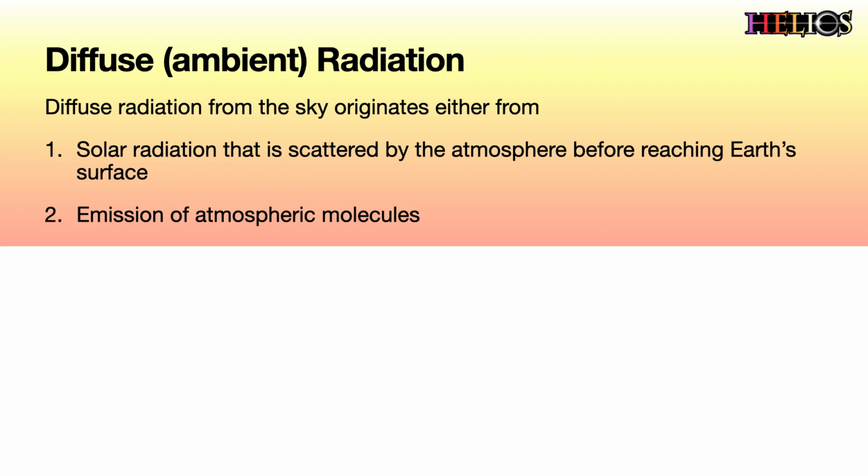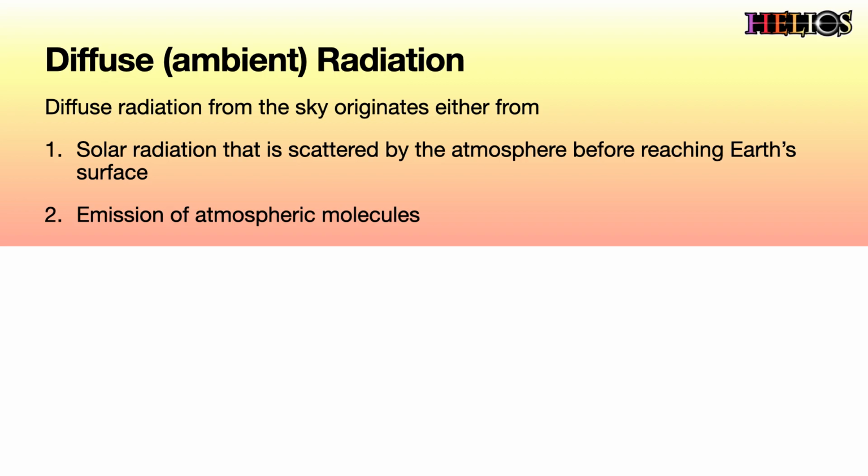Diffuse radiation originates from the sky in all different directions, and this can originate due to two different mechanisms. One is it could be due to solar radiation that was scattered by the atmosphere before reaching Earth's surface, so it's no longer in that same direction of the sun, but it's been scattered into a different direction.